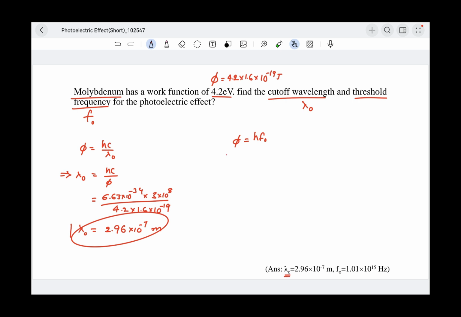Okay, now the frequency, cutoff frequency or threshold frequency, the formula is f naught equals the work function in joule divided by h. Work function in joule is 4.2 times 1.6 times 10 to the power of minus 19 over h, that is 6.63 times 10 to the power of minus 34. The answer is 1.01 times 10 to the power of 15 Hz.